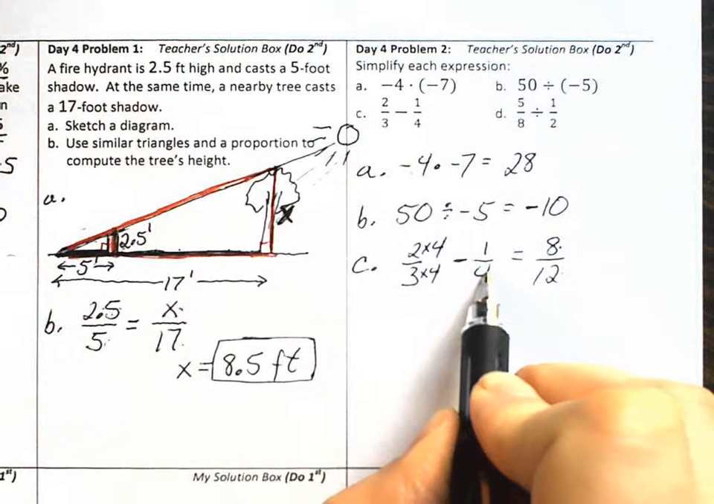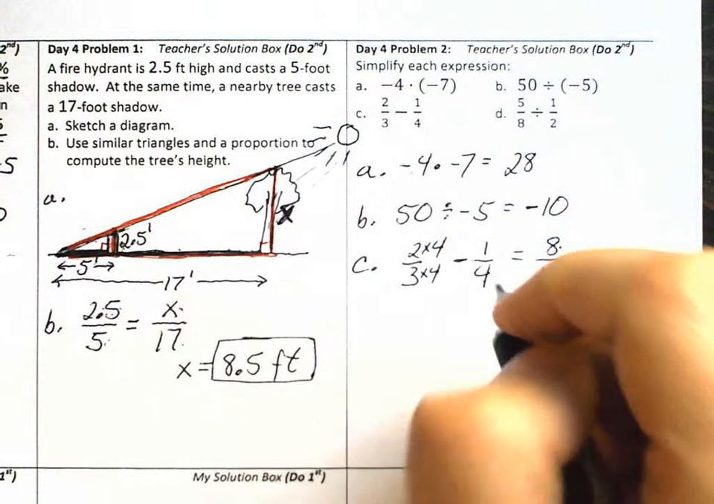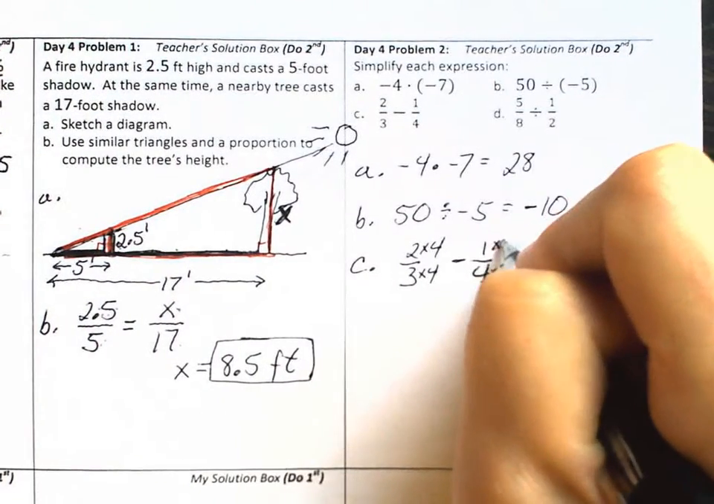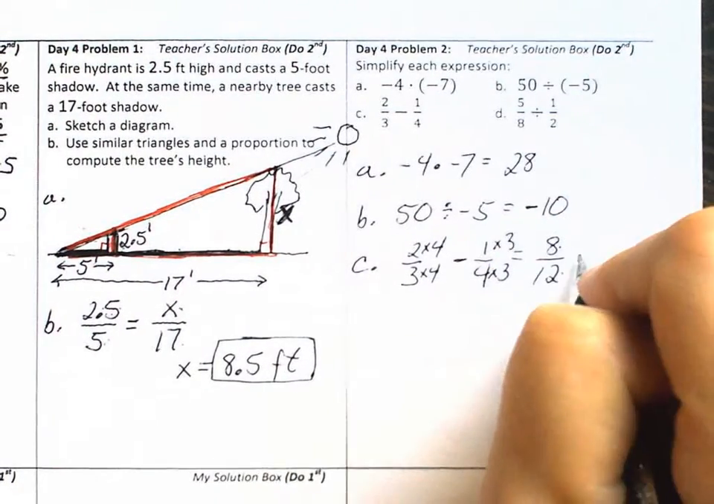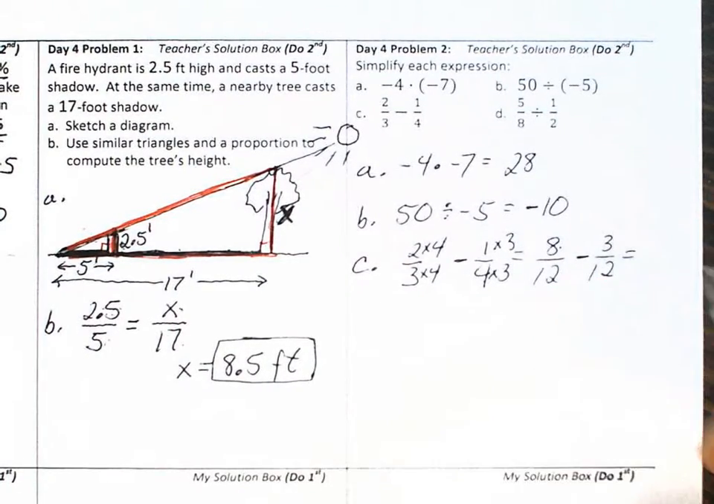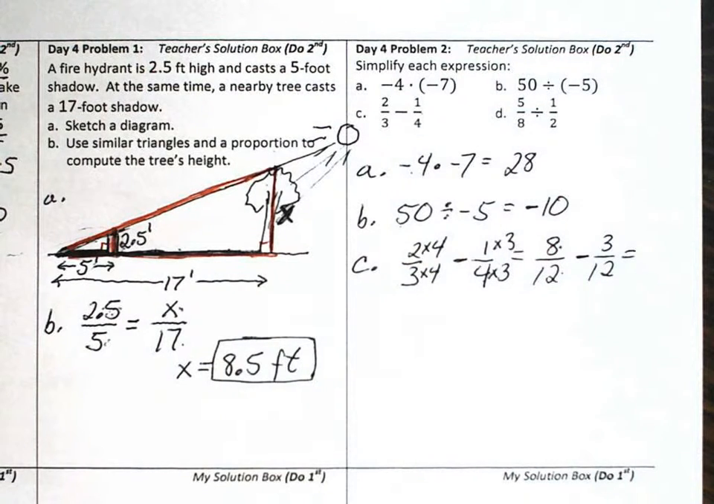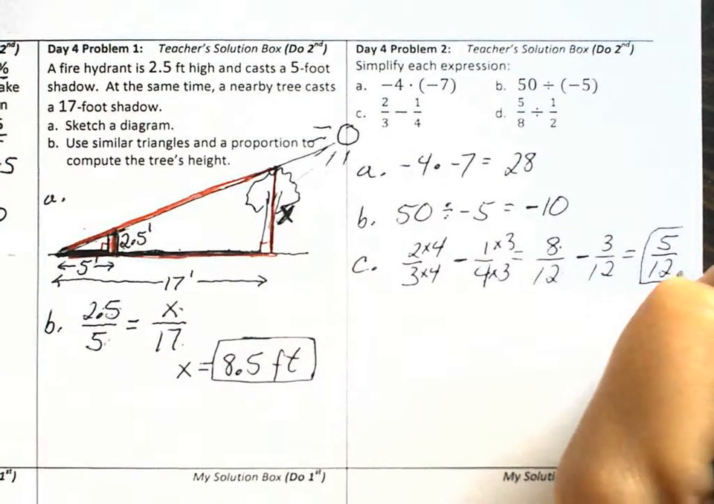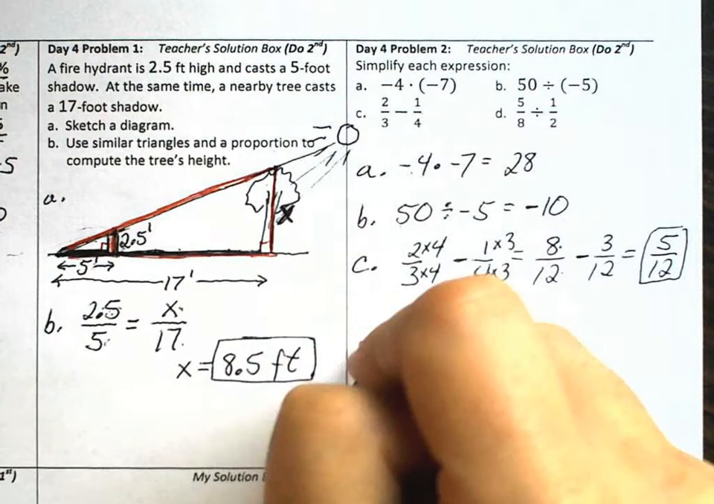Now let's change this fraction so it also has a 12 as a denominator. Multiply by 3 and multiply its numerator by 3. This will become 3/12. Now we can subtract them. 8/12 of something subtract 3/12 of the something is 5/12. Now question D.